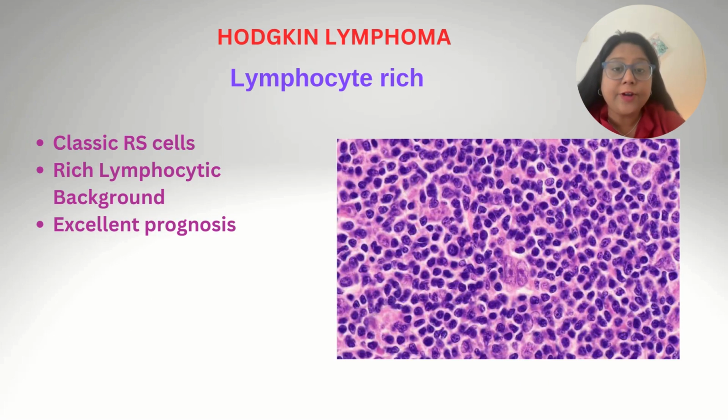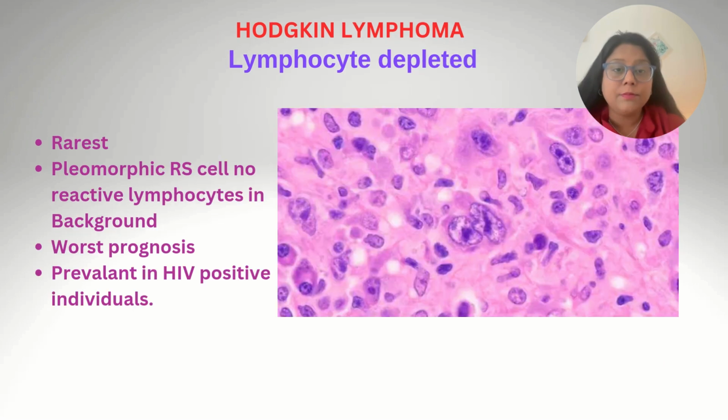The lymphocyte-rich variant has an excellent prognosis. There is a rich lymphocytic background with presence of classic RS cells in this variant. The lymphocyte depleted variant has the worst prognosis. In this, pleomorphic RS cells are present and there are no reactive lymphocytes in the background. This is the rarest form of classic Hodgkin's lymphoma and is prevalent in HIV positive individuals.